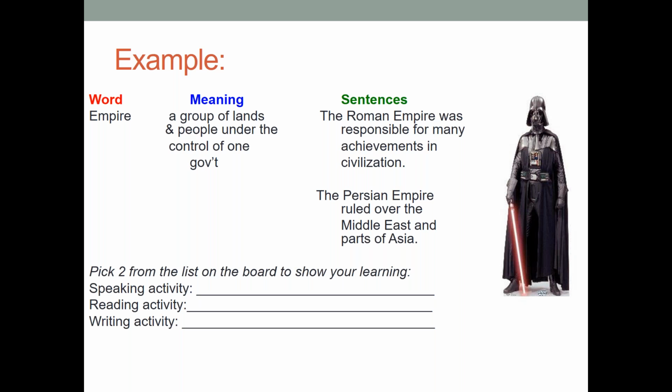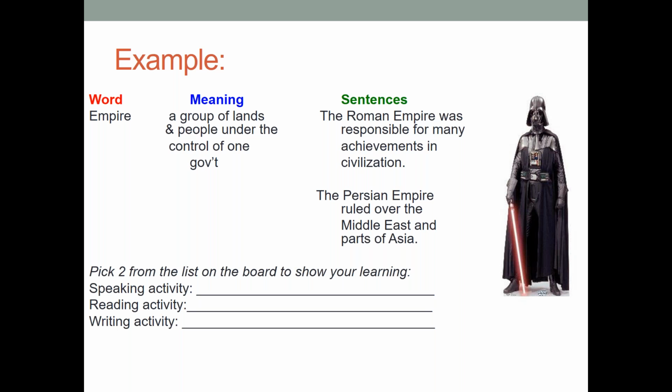We have the Roman Empire was responsible for many achievements in civilization. And then the Persian Empire ruled over the Middle East and parts of Asia. And then to the far right, you can see that there's a picture of Darth Vader. And so I chose that because I think for some kids, the word empire is really a little abstract. It doesn't have a lot of relevance to their life.